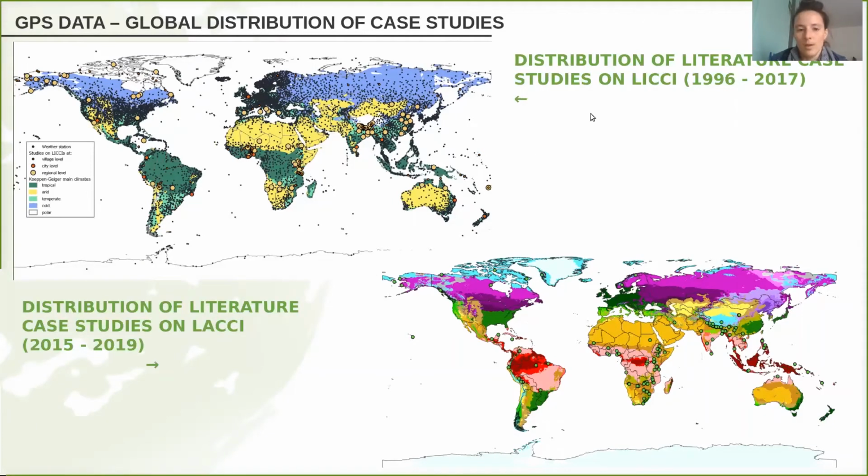So both data sets are still not complete. The LICCI database we have produced is only missing the last 2 years, and the other one only contains entries for the last 5 years. So we're still working, it's an ongoing process. But what you can see is that there are some clusters in some regions.